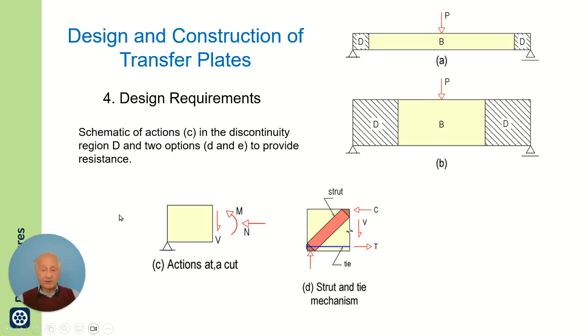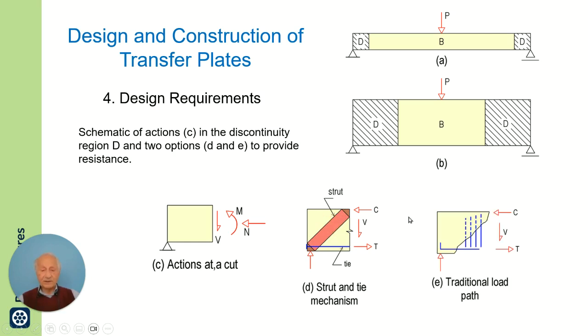closer consideration. One option commonly used is to assume that the actions here are transferred to the support by way of a strut action, a compression member and tension member, and calculate the compression force and the tension force and make sure that there is adequate strength in the member.